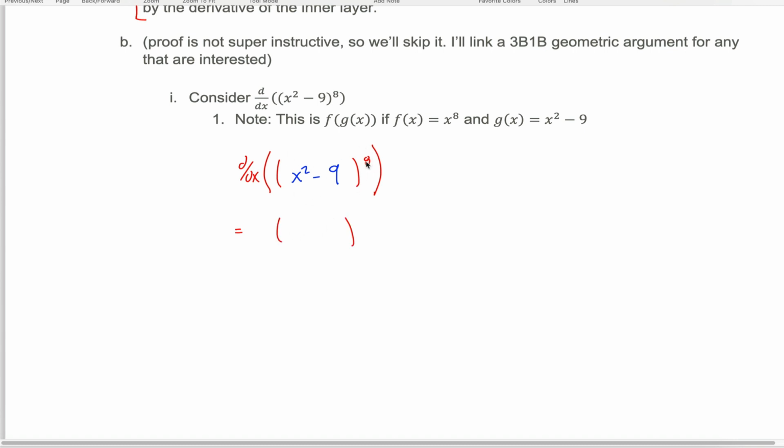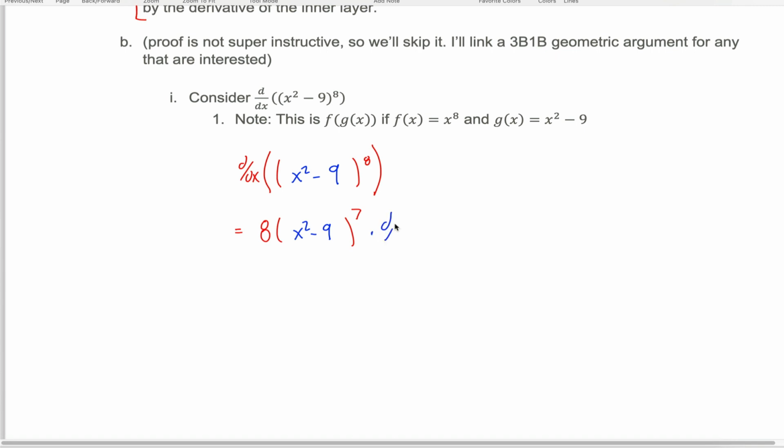Stuff raised up to the 8th power. Using the power rule, I bring that 8 down in front and I subtract 1 from the exponent to get a 7 over here. I'm used to there being an x right here as the base, but again, there's not going to be an x as the base. There's going to be an x squared minus 9 as the base because I want to leave that inner function alone in my first step.